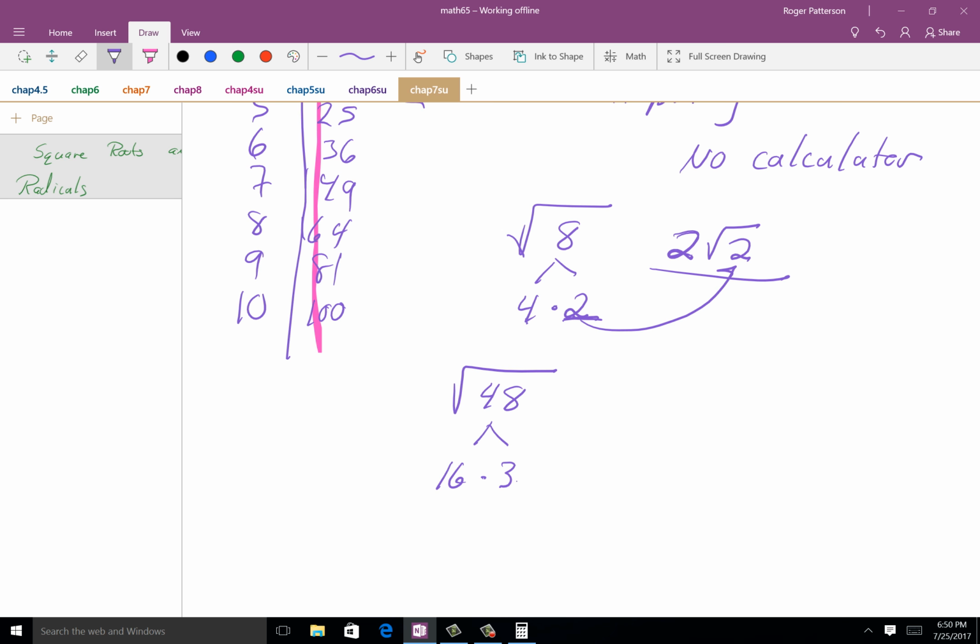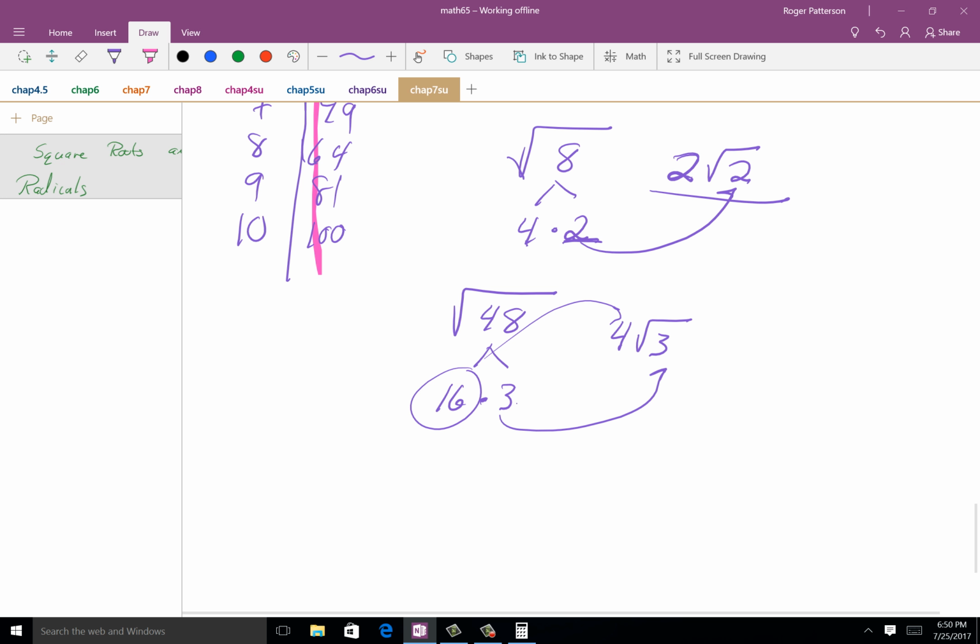So now that I know I have the largest number that goes in there evenly, I have to find the square root of that number. What's the square root of 16? 4. So the 4 goes on the outside, and the 3 stays on the inside. This 3 is going to go here. The square root of 16 is 4, and it goes on the outside. That's how you simplify them. You have to find the largest number that goes into the number you're square rooting.